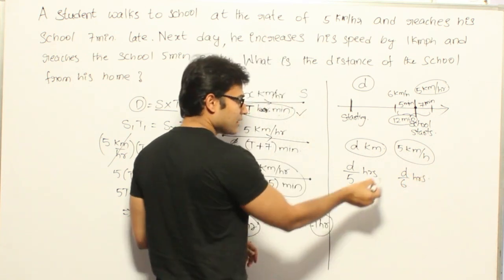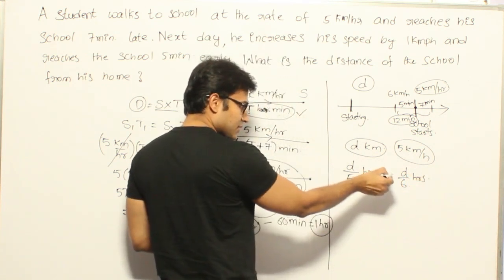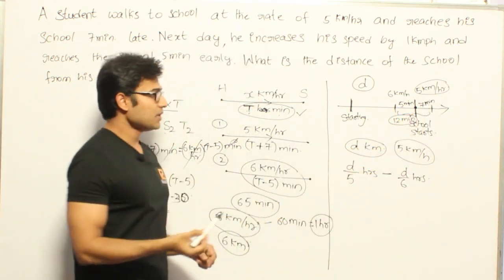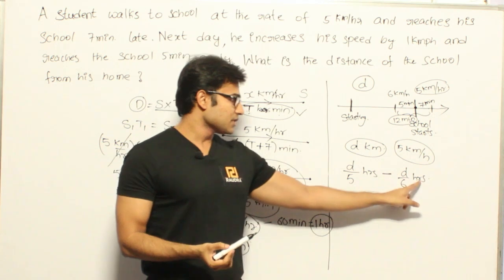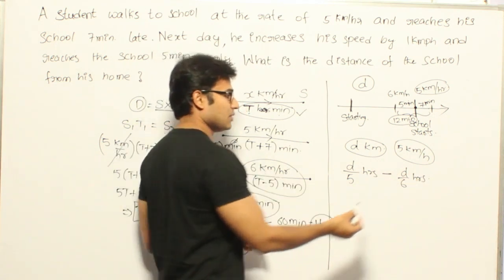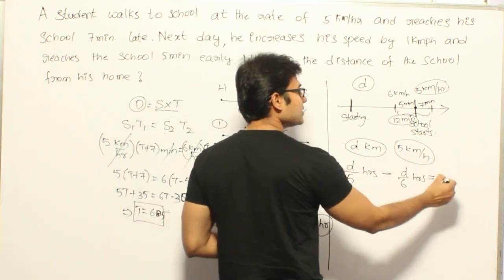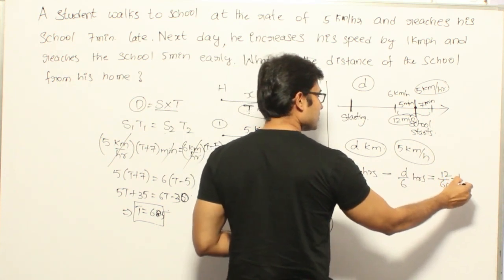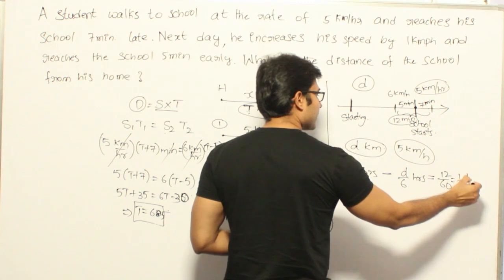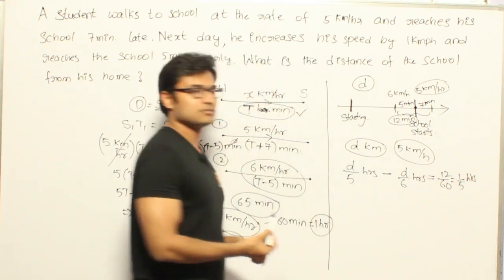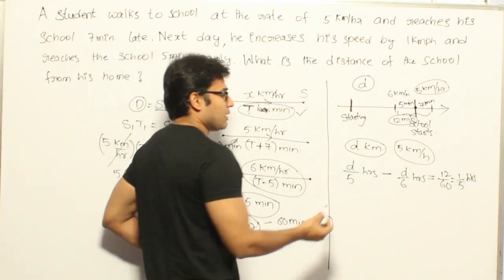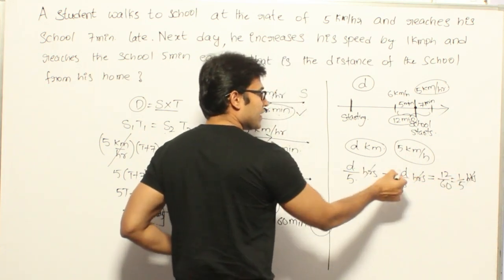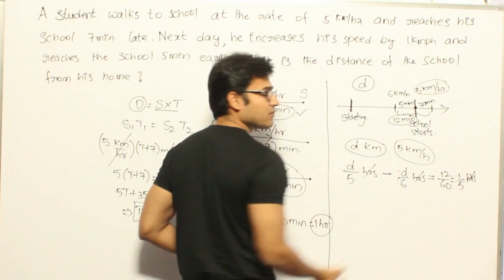Now it is clearly given that the difference in these times is nothing but 12 minutes, right? Now I want to convert the minutes to hours. The reason is because it is given in hours, right? So the difference is nothing but 12 minutes. So 12 minutes is nothing but 12 by 60 hours, which means 1 by 5, right? Okay, now hours will get cancelled.